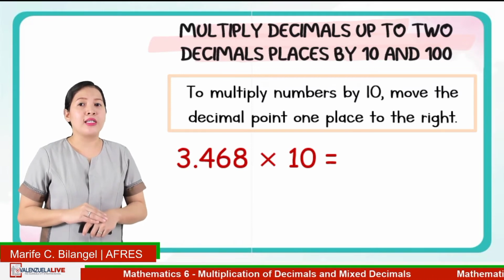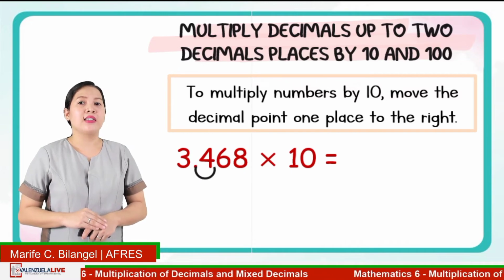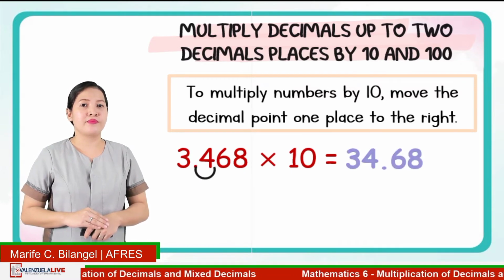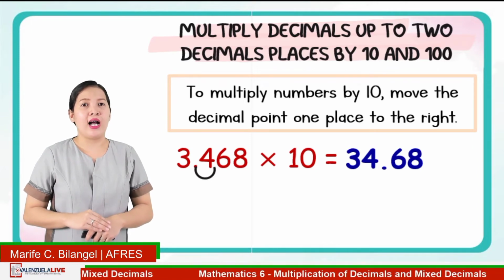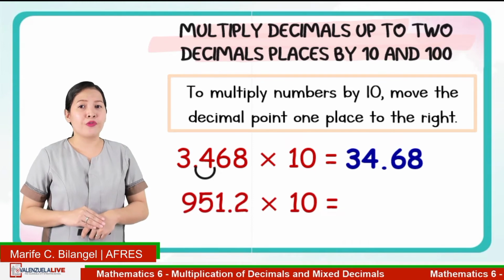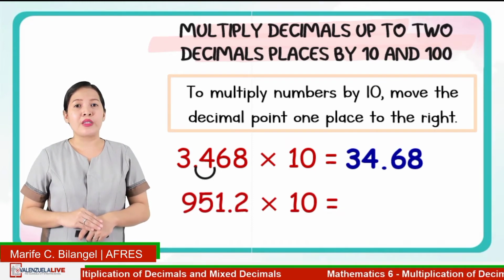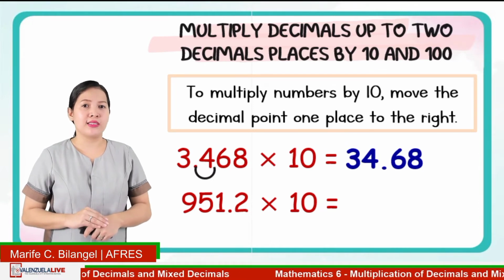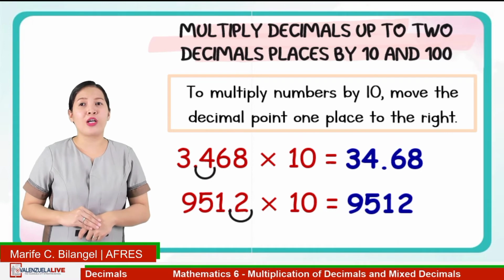3 and 468 thousandths multiplied by 10, the answer is 34 and 68 hundredths. How about 951 and 2/10 multiplied by 10? What do you think is the product? The product is 9,512.